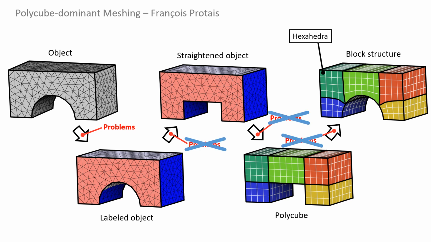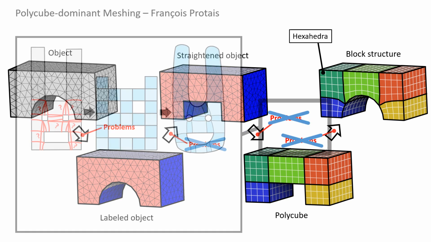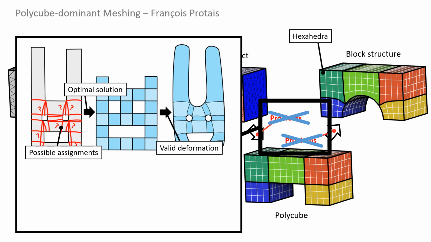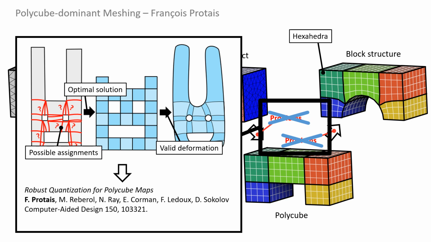Let's start with the last 2 steps. Here, it was necessary to carry out an exhaustive study of the possible assignments, to then find the one that is optimal according to our needs, and finally to construct the deformation associated with the assignment. The real challenge comes from the complicated marriage between the continuous problem of the deformation and the combinatorial aspect of the block structure. We present our solution, robust quantization for polycube maps, published in 2022.